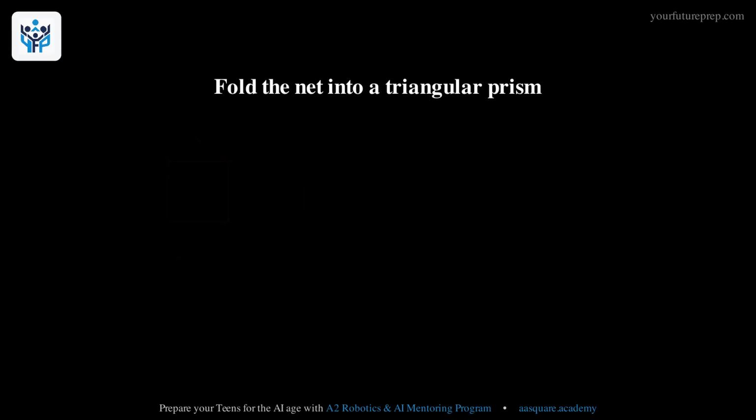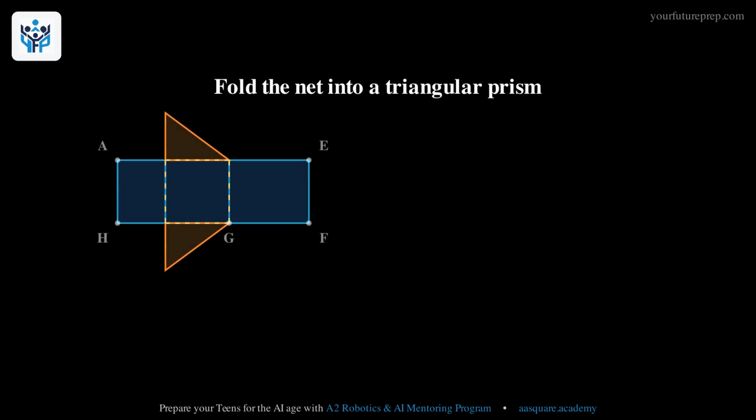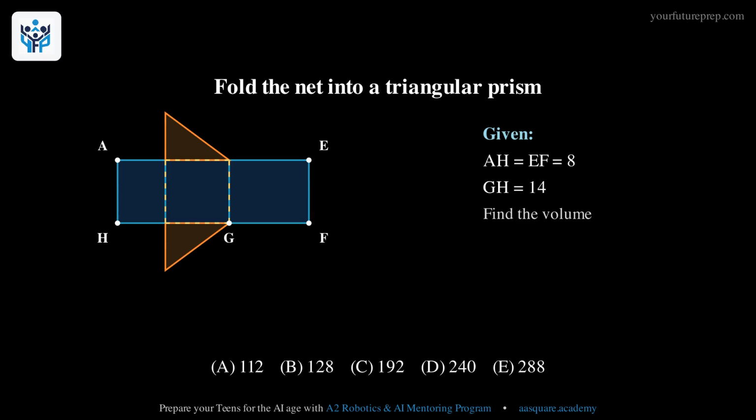A flat figure made of rectangles and right triangles is cut out and folded along the dotted lines to form a triangular prism. Given that AH and EF are both 8, and GH is 14, what is the volume of the prism? The choices are 112, 128, 192, 240, and 288.